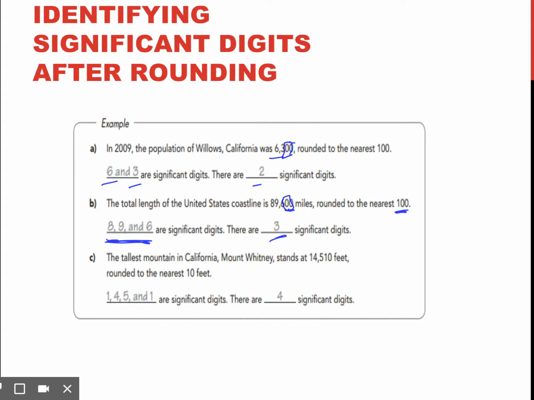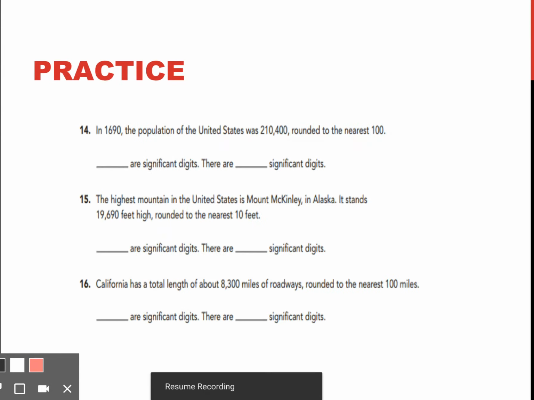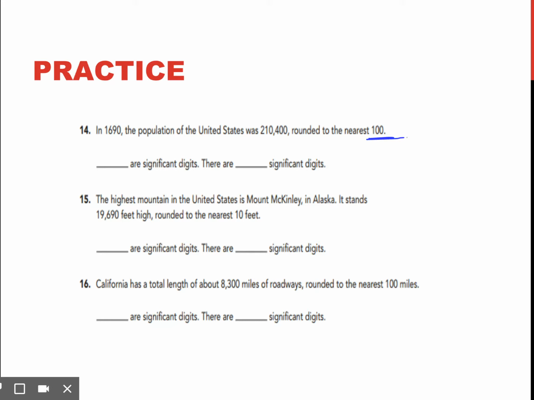And then letter C, same thing, but this time it's only rounded to the tens place. So 1, 4, 5, and 1 are all significant digits, and there are 4 of them. So we'll practice with these as well. The population of the United States was 210,400, rounded to the nearest hundred. So our significant digits are 2, 1, 0, and 4. Again, remember that 0 is significant because it lies between 2 non-zero numbers.